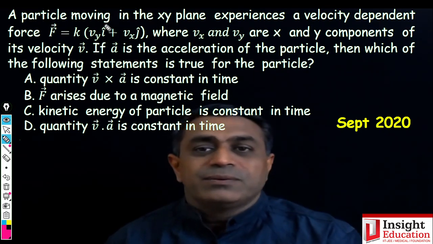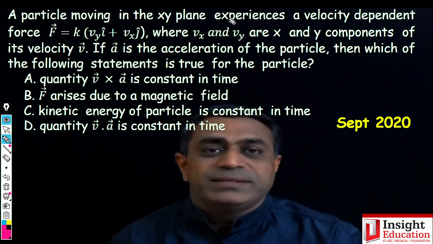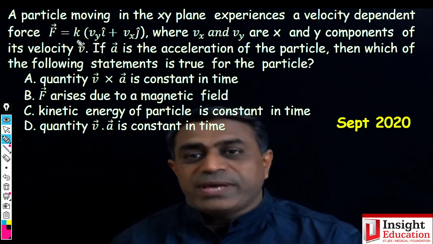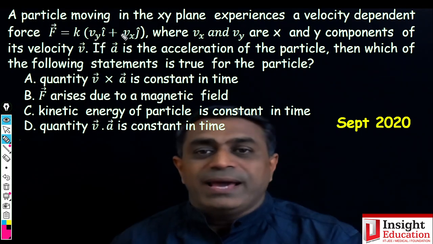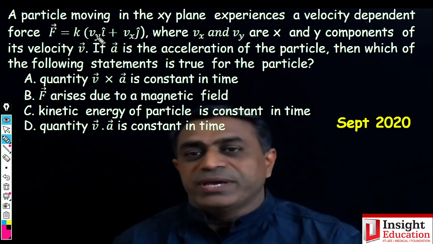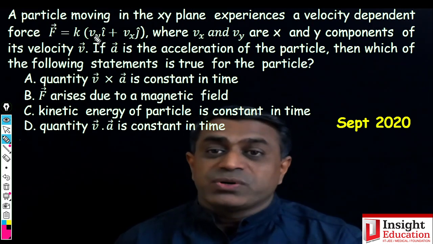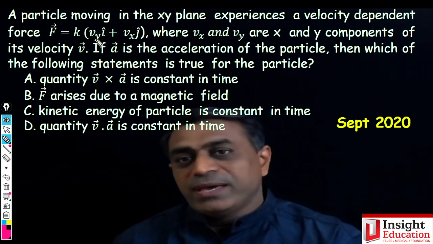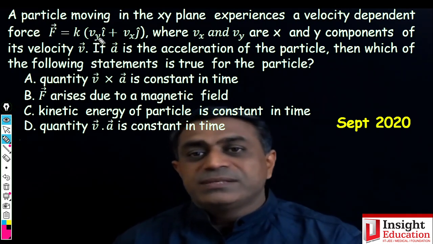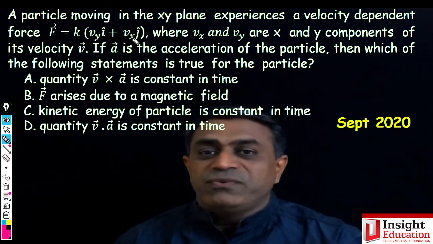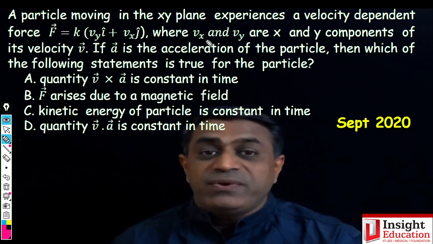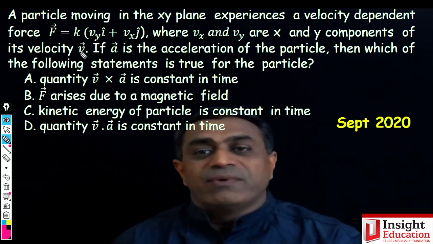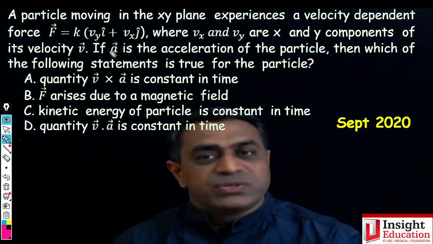So a particle moving in the xy plane experiences a velocity-dependent force F equal to k Vy i plus k Vx j. It means force depends on velocity. Again, force is two-dimensional. You can see component Vy is attached with i and Vx with j, where Vx and Vy are the x component and y component of its velocity V. So again, velocity is two-dimensional.